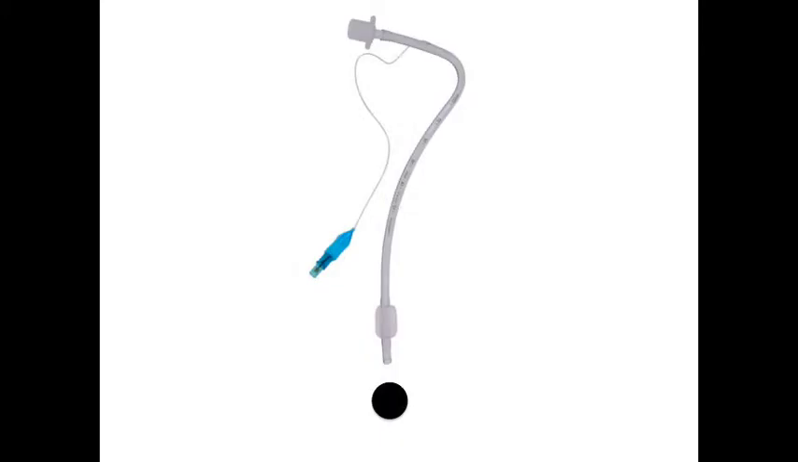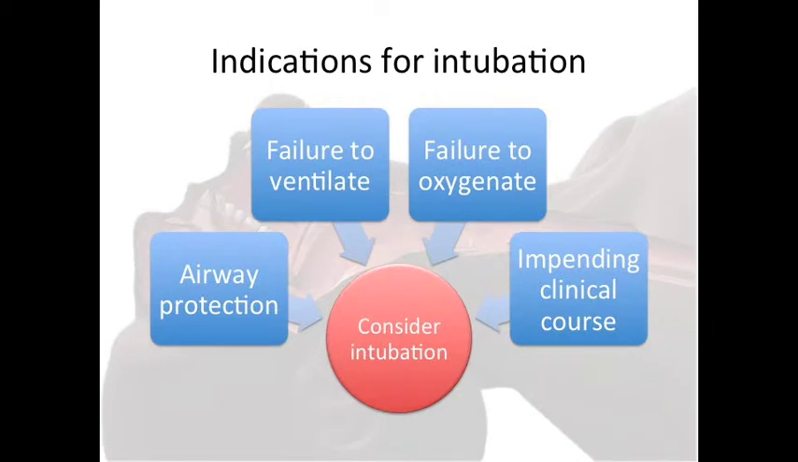So why do we intubate someone? Well, in this approach there are four main reasons. First off, airway protection. So due to trauma or disease you feel like this patient can't protect their airway. Next is failure of ventilation. So the person isn't having proper gas exchange for various reasons. Also there's failure to oxygenate, so you're not able to keep the patient's oxygen levels to a level compatible with life. And last is impending clinical course.